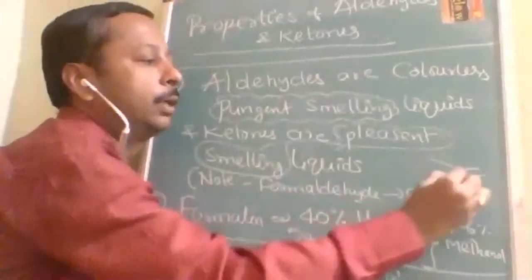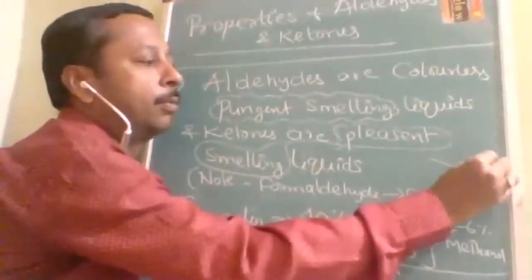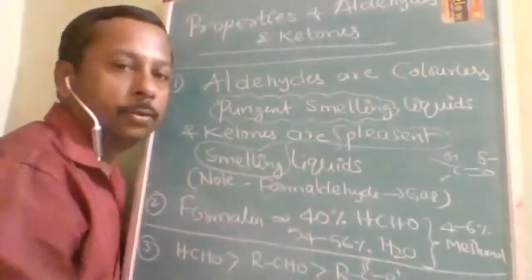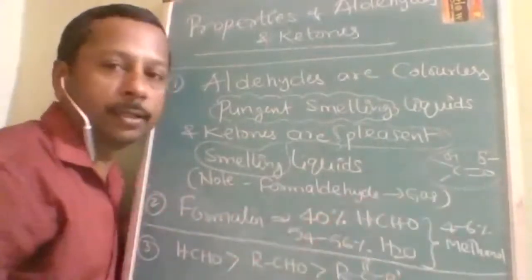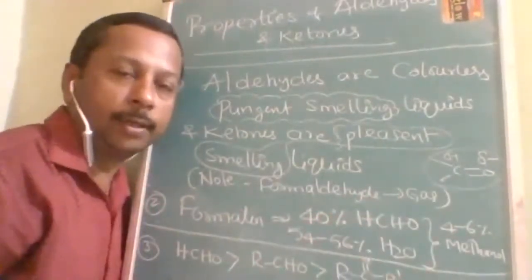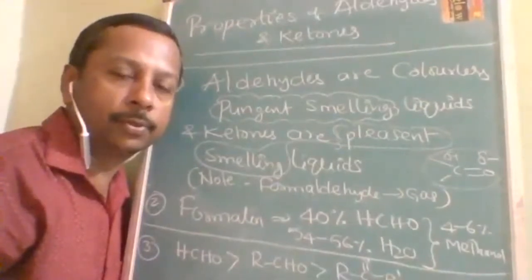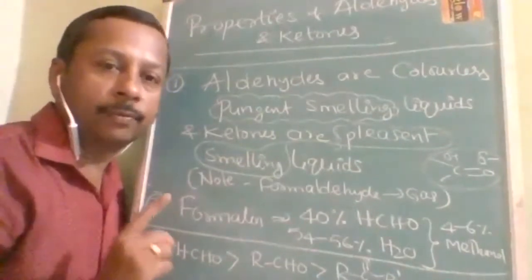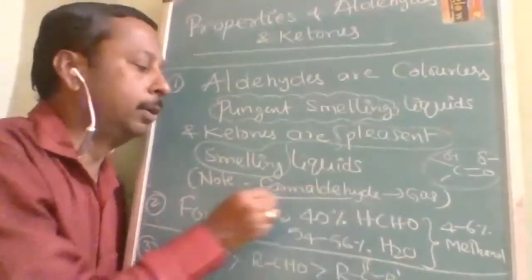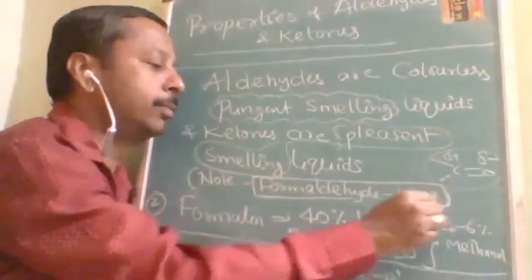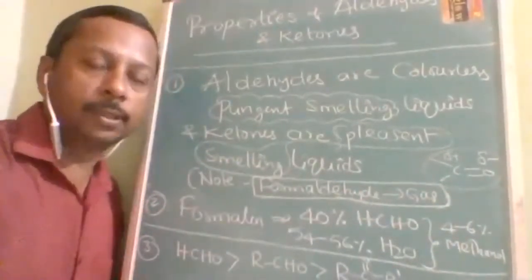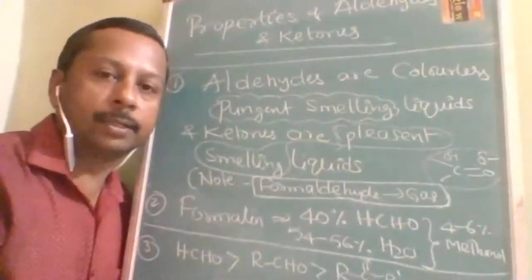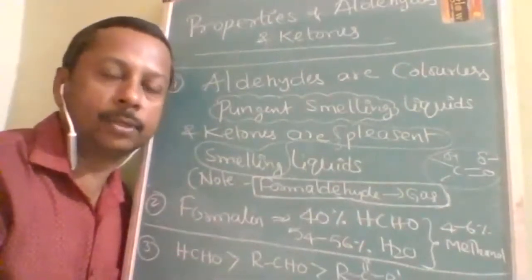Both contain the carbonyl group. In the carbonyl group, this will be partial negative and this will be partial positive. Because of this partial positive, partial negative nature, it is a dipole, and because of the dipole, the attraction force is more. Therefore, all of the aldehydes and ketones are liquids except one. Who is that one? Formaldehyde. Formaldehyde being the smallest member, even though dipole forces are there, they are not a major concern. Therefore, only formaldehyde is a gas, and the rest of the aldehydes and ketones are liquids.